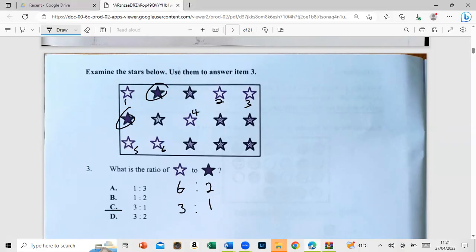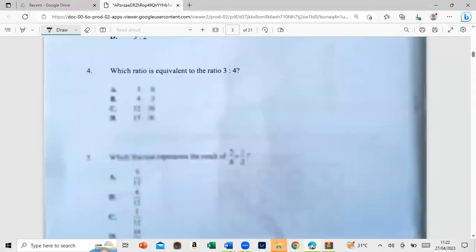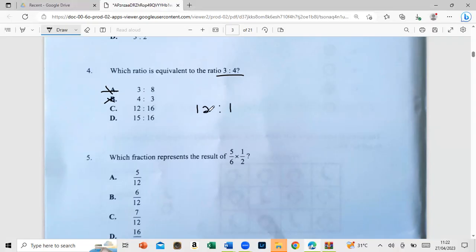All right, let's move on to number 4. Which ratio is equivalent to 3 to 4? All right, so we can eliminate this since 3 to 4 is not equal to 3 to 8. The smaller one is at the, so that's incorrect. If we break down 12 to 16, which number can go into 12 and 16 without a remainder? That would be 4. 12 divided by 4 gives us 3, and 16 divided by 4 gives us 4. So if you break down 12 to 16, it would have given us that.